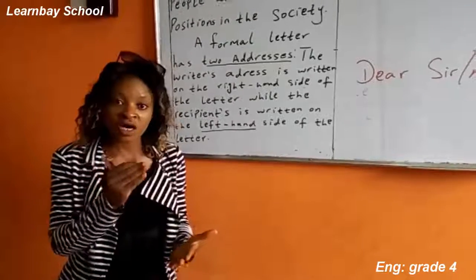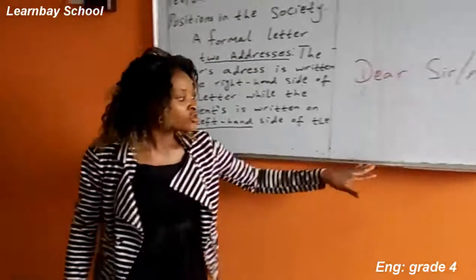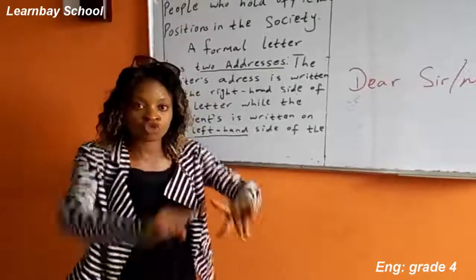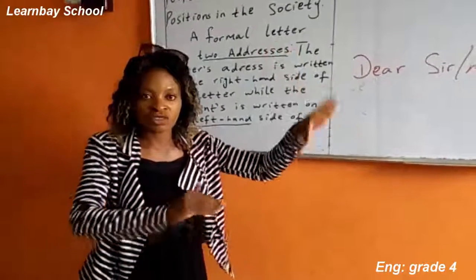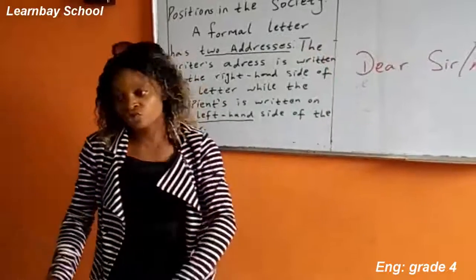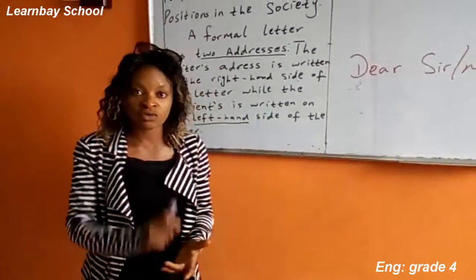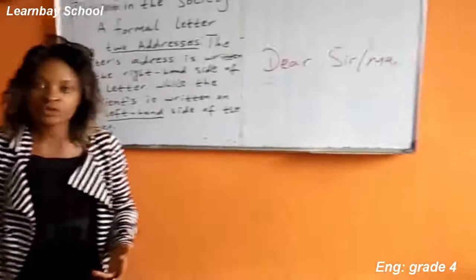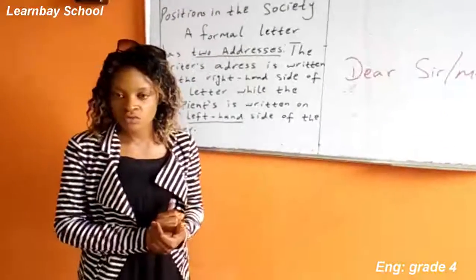Your write-up should have a body, which will be segmented into paragraphs. Then your conclusion, where you summarize all the information written from the beginning to the end. After the conclusion comes your subscription, where you write yours faithfully, you sign and write your name, and that's all.